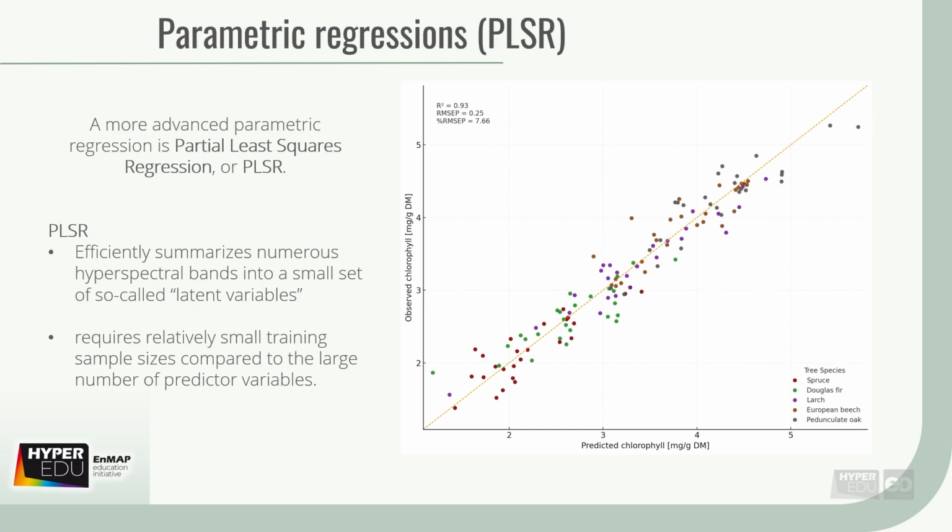Because of this, PLSR requires relatively small training sample sizes to train a model based on a large number of predictor variables. Other parametric regression models may fail in corresponding situations where you have fewer reference samples than predictor variables, in our case, spectral bands. This can easily happen with hyperspectral data, which can have several hundred bands. Since PLSR is able to use many bands as input and not just a single vegetation index, you can see here a predicted chlorophyll value derived from hyperspectral information plotted against the actually measured value.